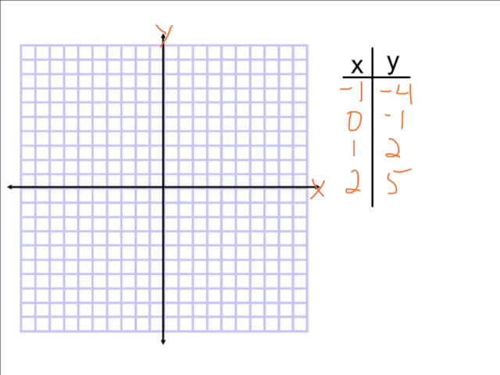So let's go ahead and plot our first ordered pair, which is at -1, -4. We start in the middle at 0, 0, and we go to the left 1, and we go down 4, and that's where we finish, at -1, -4.